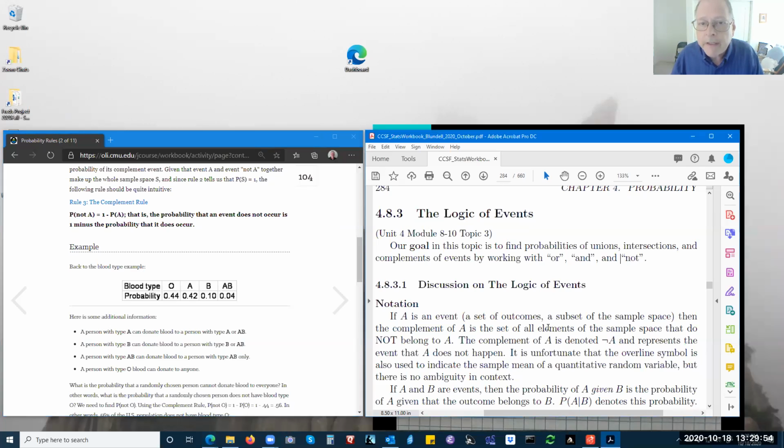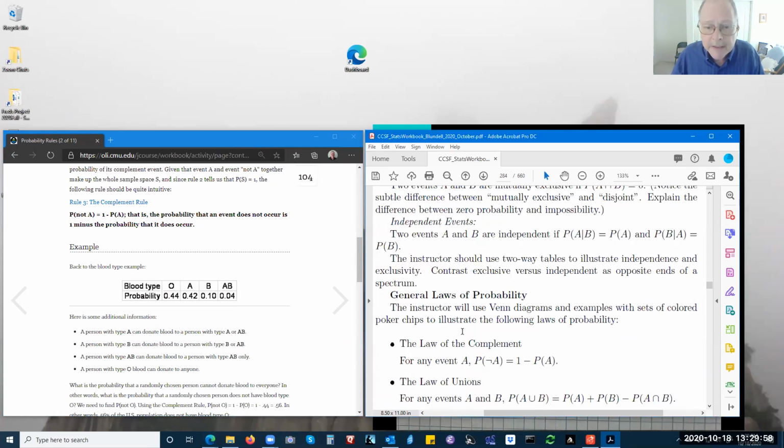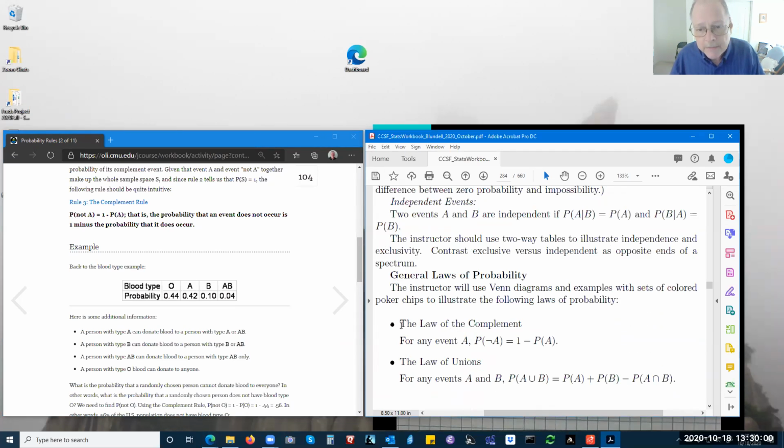So over here in the workbook, we have some vocabulary list, and then we mentioned the law of the complement and the law of the unions. And this video will be fairly brief. I'm just going to illustrate where those come from with some pictures.